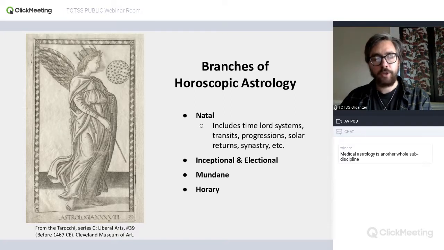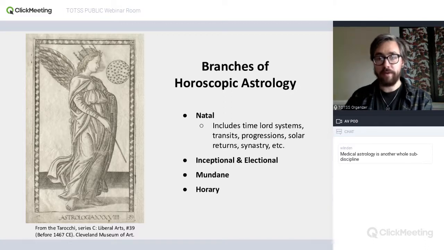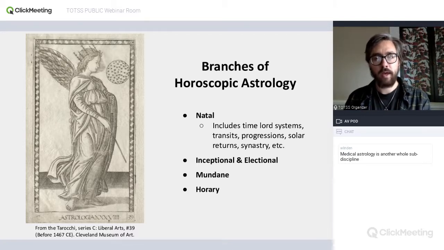So inceptional astrology is basically the same idea. The interpretive principles are a little bit different in some cases, but basically the same idea with a birth chart. It's just, rather than a birth chart, we're looking at the beginning of really anything that has a definite moment of beginning in time. We can cast a horoscope for that thing and use that horoscope to talk about how that thing will go or develop.